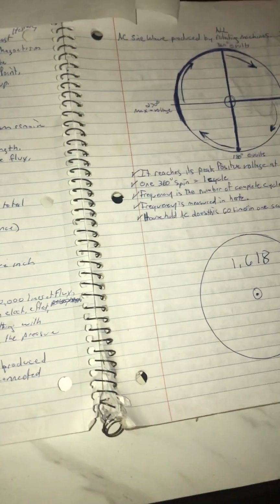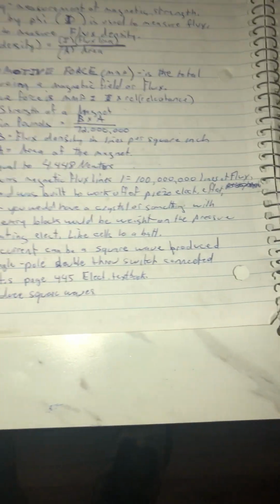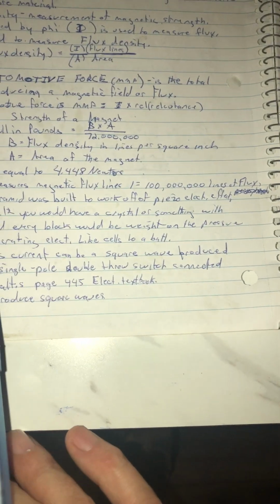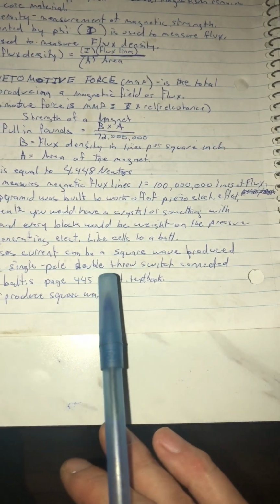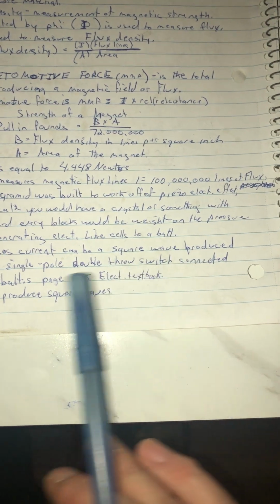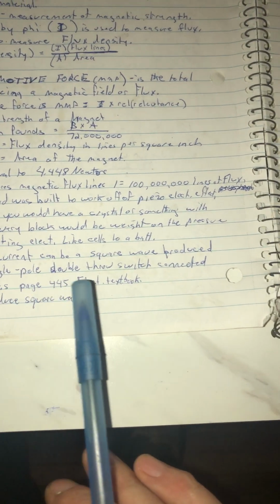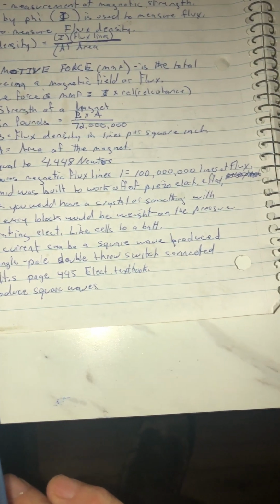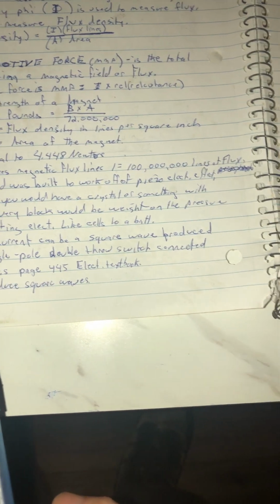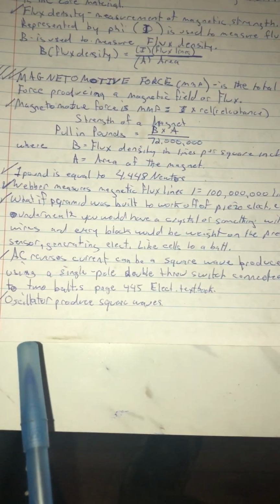So this AC current, okay, when AC reverses current, it can be a square wave produced using a single pole double throw switch connected to 2 batteries. The oscillator produces square waves. So here's the diagram.